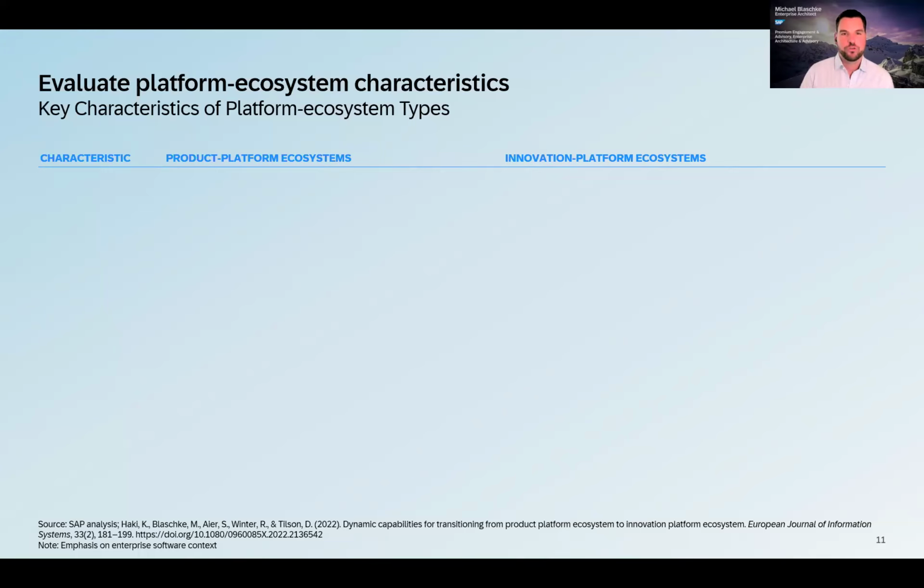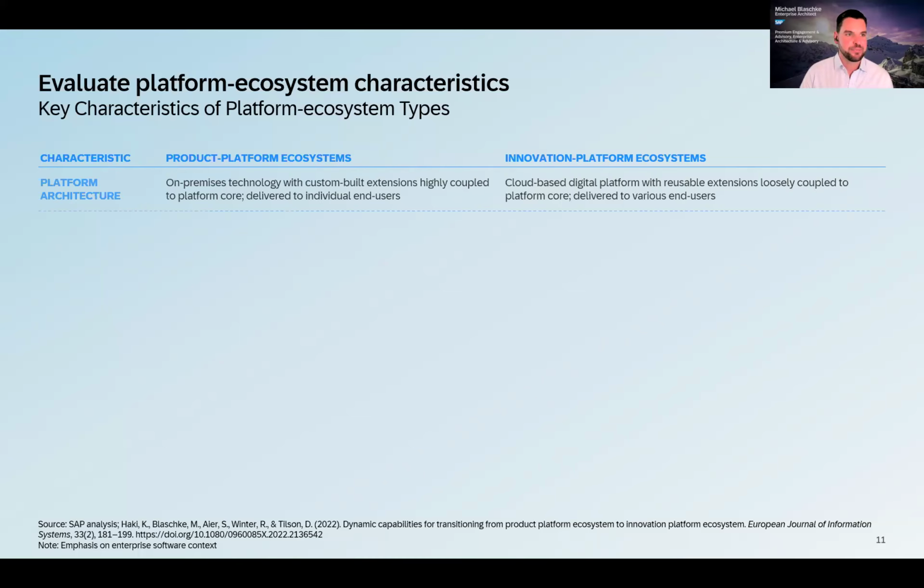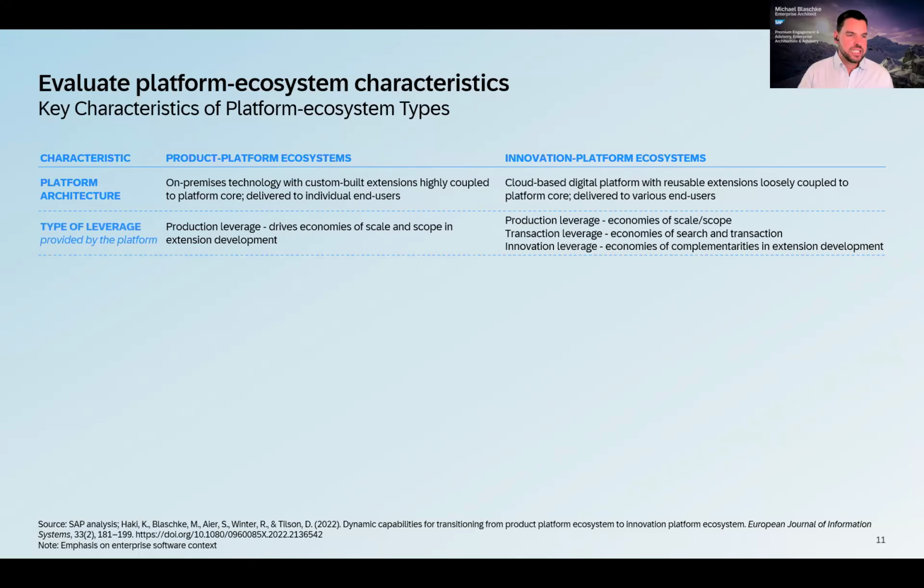Let me briefly walk you through these key characteristics. Platform architecture. So while in a traditional world, custom-built solutions lock you into specific vendor technology and limit future flexibility, on the right side, you run on a cloud-based foundation that adapts to any business need while preserving your technology investments. Another characteristic to distinguish the two is the type of leverage.